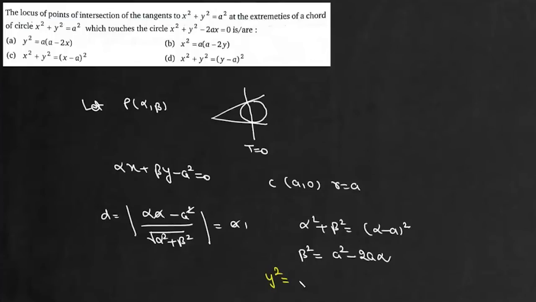So this required locus, it will be y square equals, we'll take a common, and there will be this a minus 2x, and that's your option A. And since it is a multiple choice question, we can substitute xy here also. So it will be x square plus y square, and this is x minus a whole square. That means the correct options are A and C.